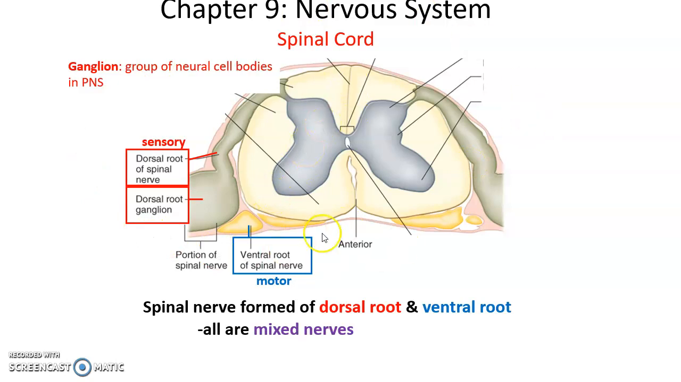When we look at a transverse section of the spinal cord, we see gray matter on the inside, white matter on the outside. We see the dorsal root of the spinal nerve coming out the posterior side of the spinal cord, leading to a dorsal root ganglion, where there are lots and lots of sensory neuron cell bodies. And then coming off of the anterior side of the spinal cord is the ventral root. The ventral root and dorsal root fuse together to form the spinal nerve. So the spinal nerve is formed from the dorsal and ventral roots, from sensory information going to the spinal cord and motor commands coming from the spinal cord, making all spinal nerves mixed nerves.